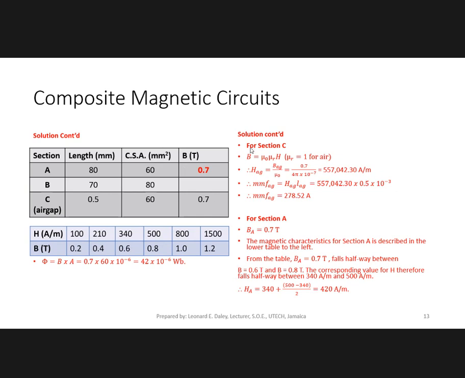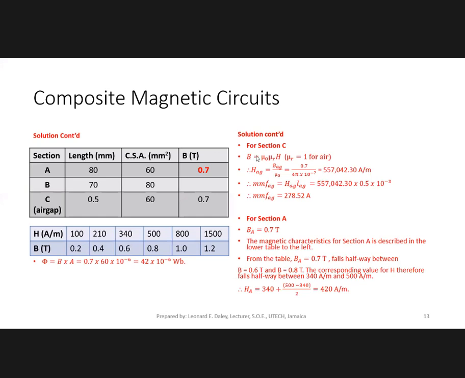So this time I start with section C. If it's a series circuit with different sections, once you find one flux, you find all the flux. The flux is the same throughout. But remember that, as you will see, the flux density can be different depending on the dimensions.